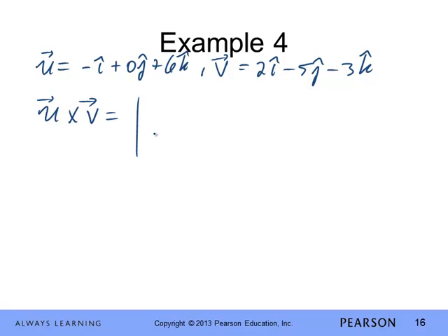All right, so here we get a little bit more practice in computing the cross product here. So here's our little 3x3 matrix that we're going to compute the determinant of. Across the top row we have I hat, J hat, K hat. Second row consists of the components of U. So we have negative 1 from the coefficient of the I hat term, and then we have 0, and then we have 6. And then we have the components for vector V, which is 2, negative 5, negative 3.